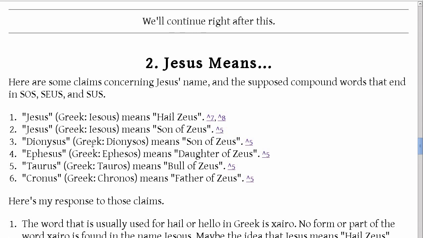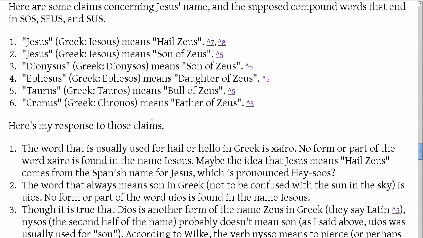Dionysus, Greek Dionysos, means son of Zeus. Ephesus, Greek Ephesos, means daughter of Zeus. Taurus, Greek Tavros, means bull of Zeus. Cronus, Greek Kronos, means father of Zeus. Those are the claims. I numbered them 1 through 6. That way I could number my responses to each of these claims 1 through 6 so that you know what I'm responding to. Here's my response to those claims.